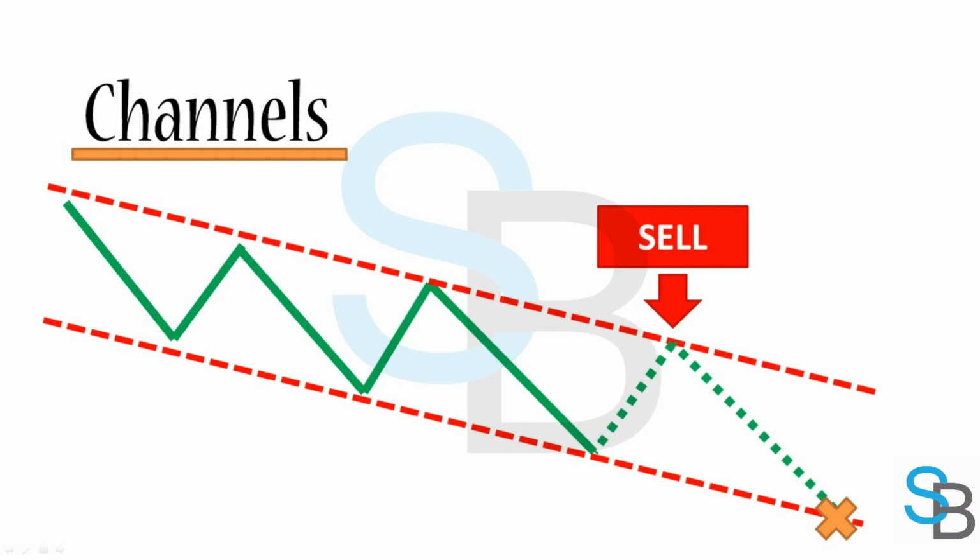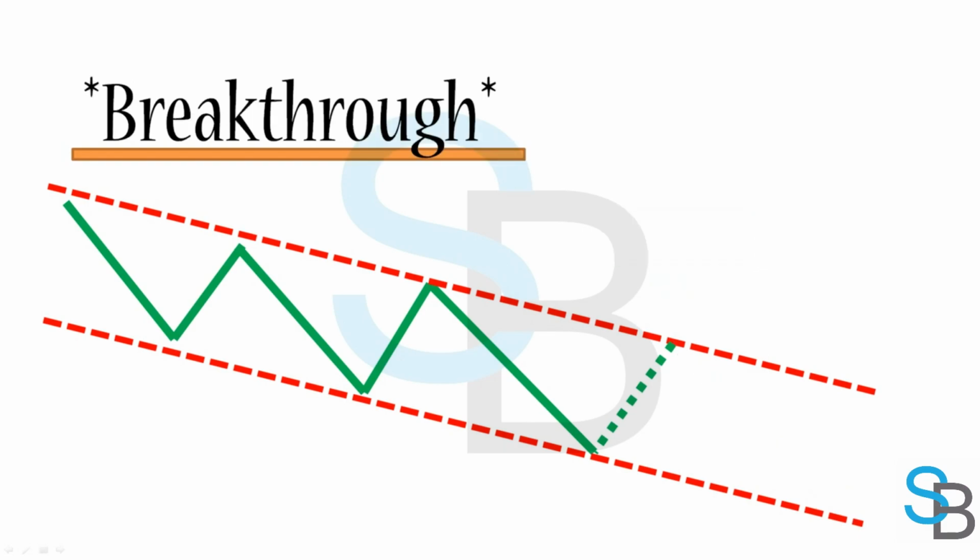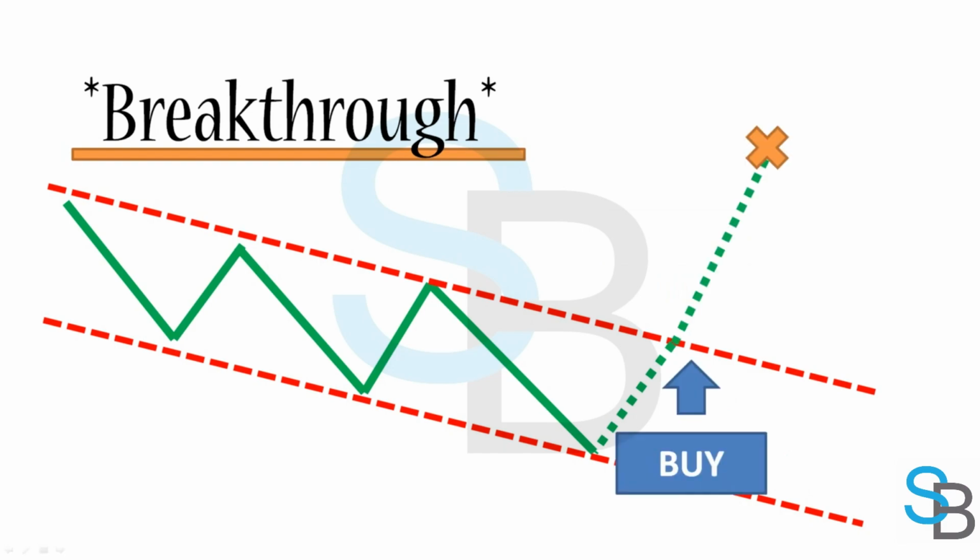And more often than not, the price does stay in the channel. But sooner or later, of course, the price will break the channel. And that's why there's an alternative strategy where, in this case, instead of opening a sell order, you would open a buy order, and you would expect the price to go somewhere out of the channel.